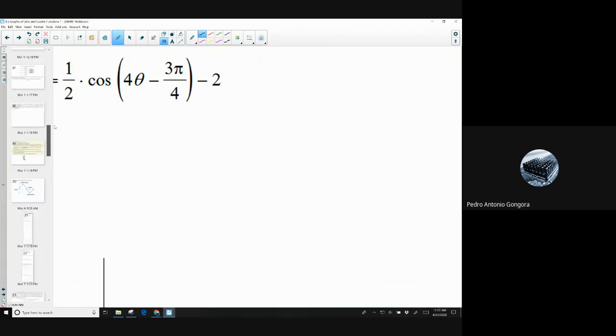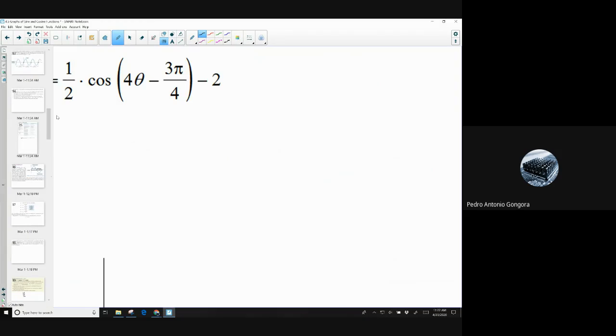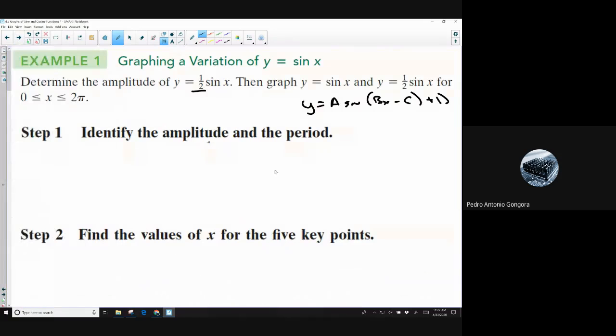So in this first one, the one half function, the nice simple one, there's only this number. There's only one half. So there's only A, right? I don't have to worry about B, C, or D, okay? So A represents amplitude. The amplitude of this function is the distance from the middle of the function to the top, or the middle to the bottom, and it's always just the absolute value of A.